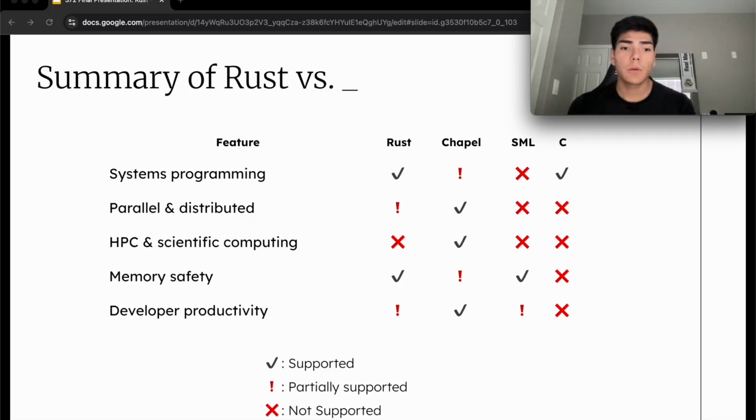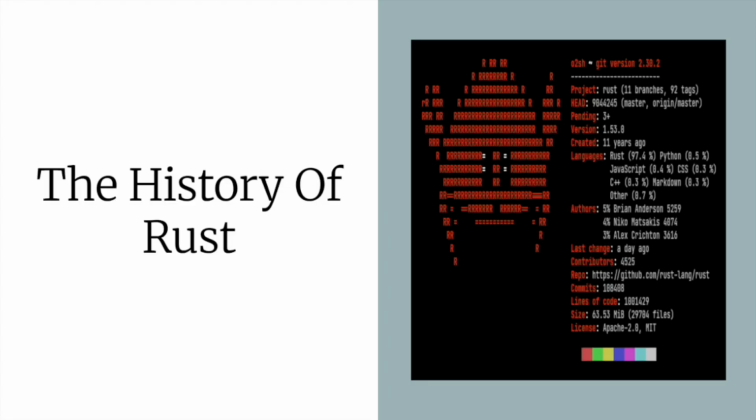Okay, lastly, I'm going to do a quick summary of Rust versus these other programming languages. As we can see, Rust either fully supports or partially supports most of the things we talked about, except for high-performance computing and scientific computing.